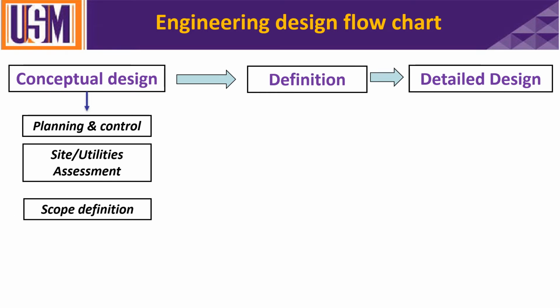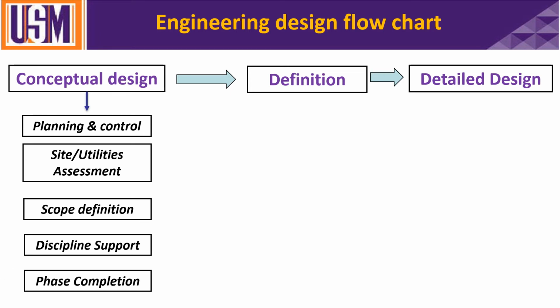Then you will have the scope definitions. Then you will have the detailed discipline support, which is the documentation, the SOPs, and so on, to fix all these definitions, scope of work, and others. Then you'll have the phase completion. The definition phase is basically a revision of the conceptual design phase. You revise, then you define the final definition.